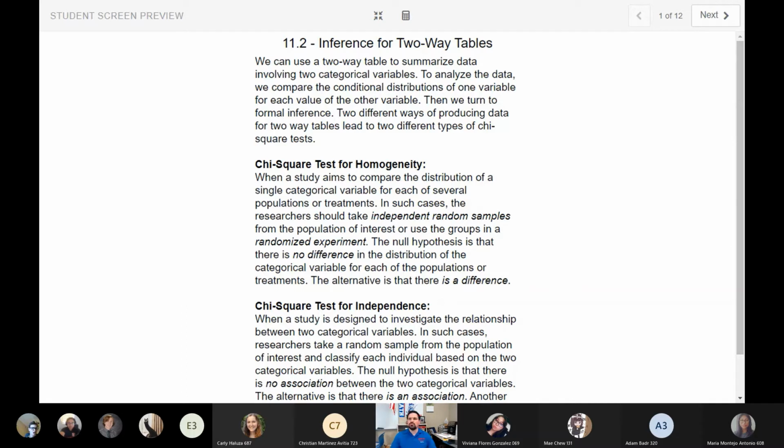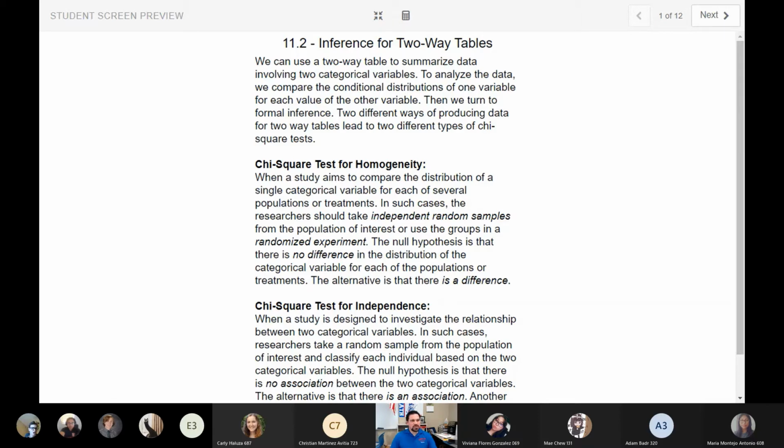Either way, we're going to get started here. You can follow along on your own screen. I also do have everything on the shared screen in Teams, so it's entirely up to you how you want to follow along with this. All right, our first screen here, inference for two-way tables.